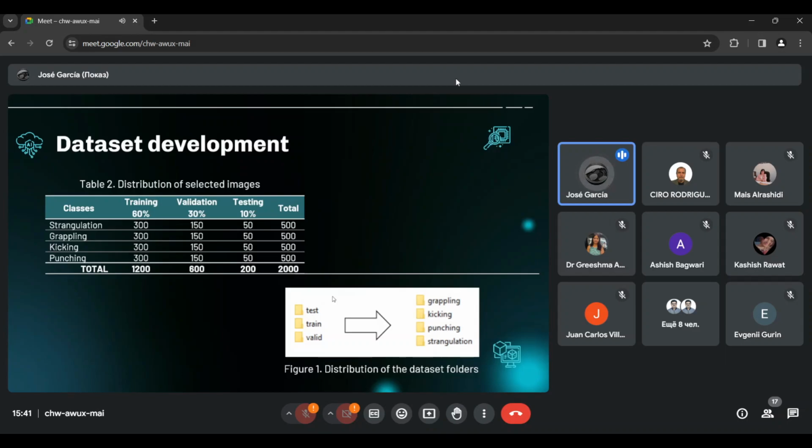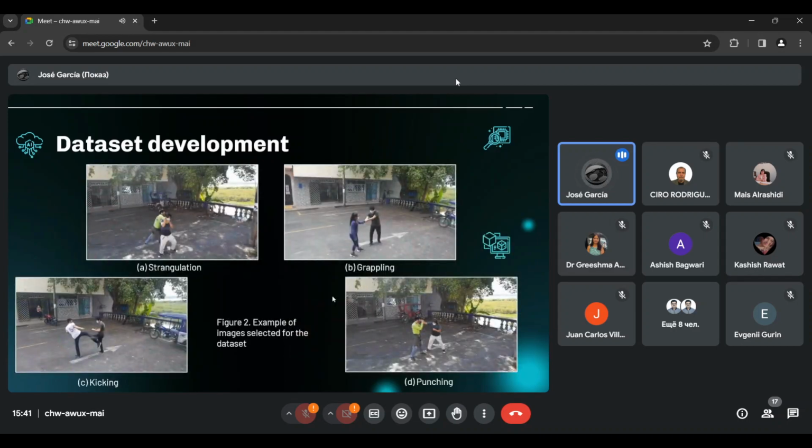The images are distributed in the dataset folders as follows. Each one, test, train, and validation, had grabbing, hitting, pushing, and strangulation, each one. We can see some examples of violence actions: strangulation, grabbing, kicking, and pushing, more or less.